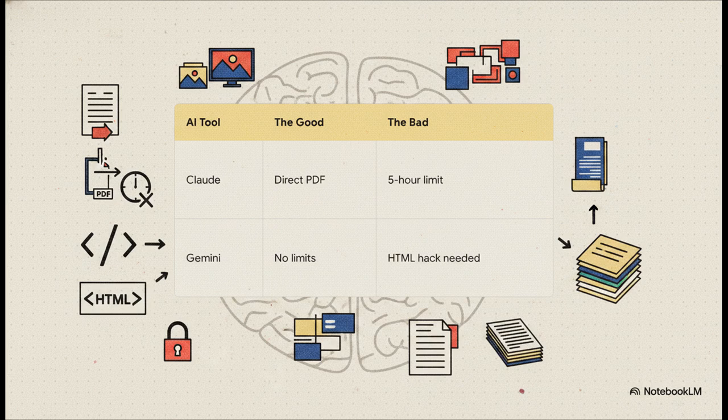On the flip side, if you are willing to spend, say, an extra 60 seconds doing that HTML copy-paste trick we just talked about, Gemini is incredibly powerful. You get flawless formatting with 0 restrictive time limits. You just have to execute that quick manual HTML step to get your final PDF.